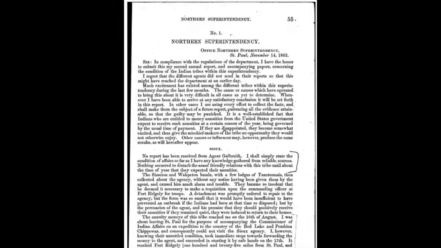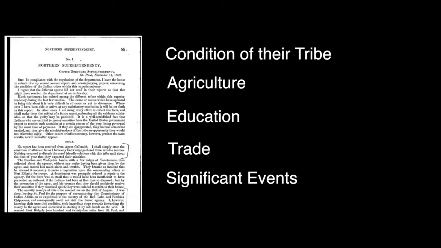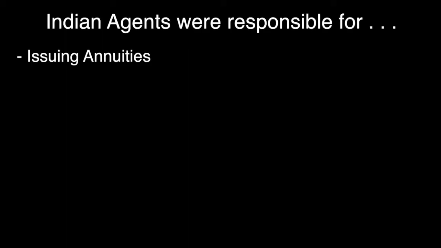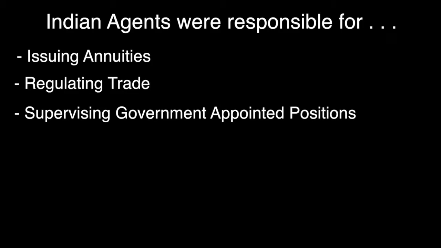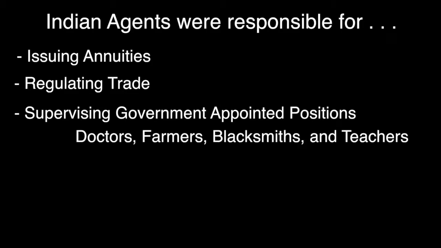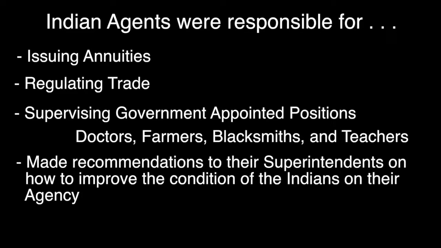The agents were responsible for reporting many things such as the condition of their tribe, agriculture, education, trade, and significant events. The agents were also responsible for issuing annuities, regulating trade, and supervising other government-appointed positions such as doctors, farmers, blacksmiths, and teachers. Agents also made recommendations to their superintendents on how they might improve the conditions of the Indians at their agency.